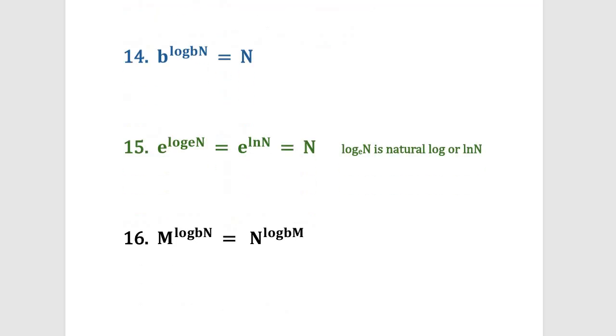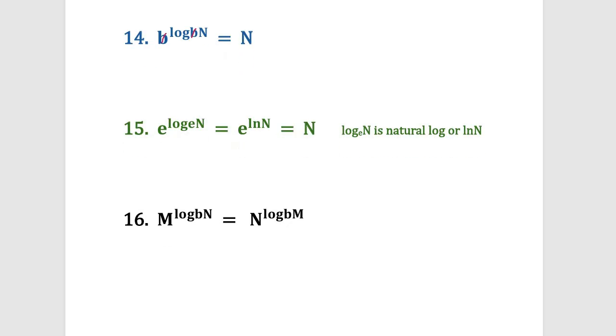Formula number 14, b to the power log b base n equals n. In this case, this b and the base of the log cancel each other, and only the number remains on the right side. This is how formula 14 works.